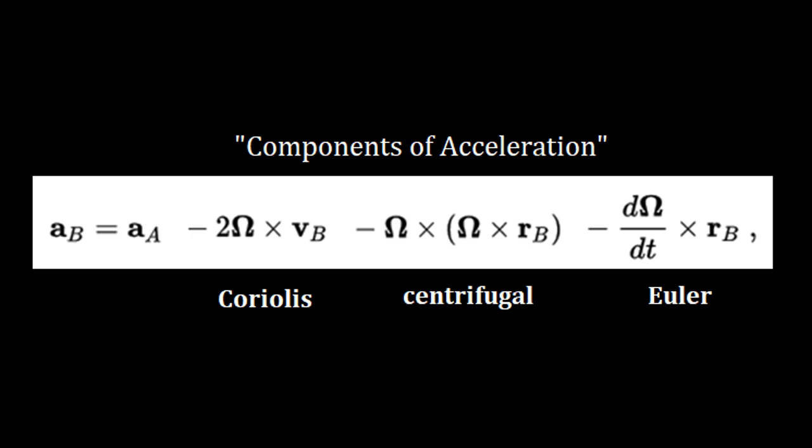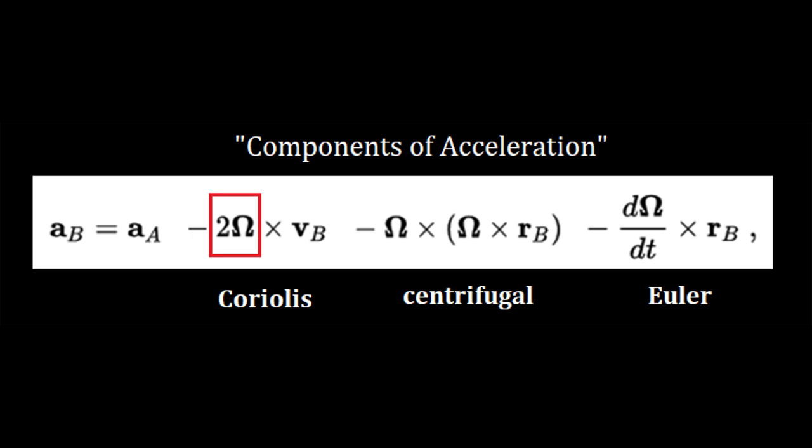plus omega cross r, which is the centrifugal centripetal force, plus d omega over dt cross r, which is the Euler force. Notice that the Coriolis force has twice the magnitude of the centrifugal centripetal force. For our investigative purposes, what does this mean and how should it be applied?